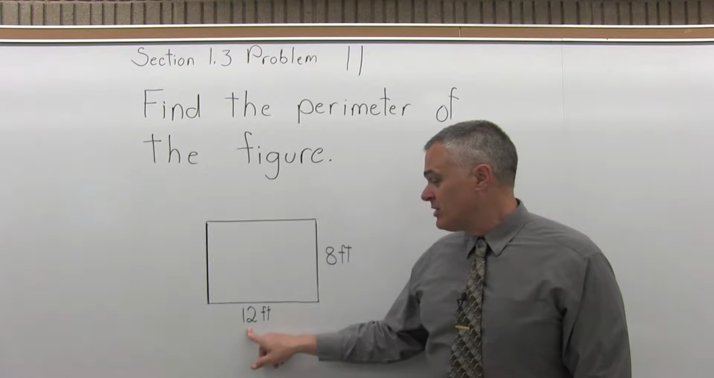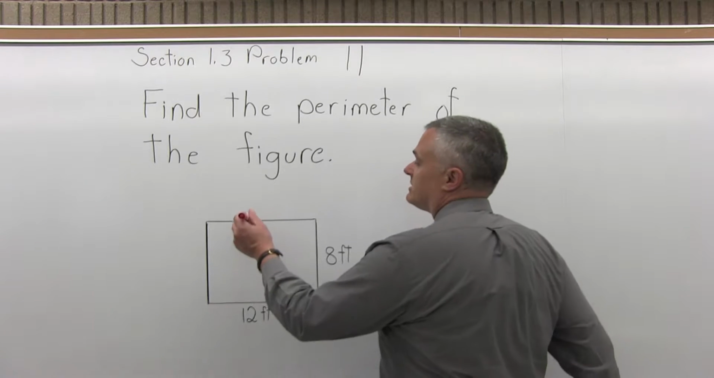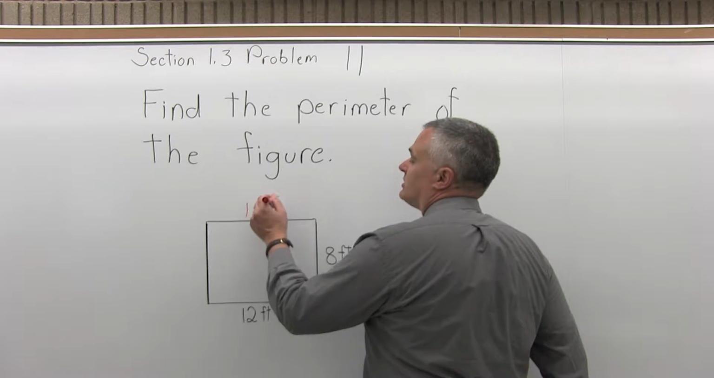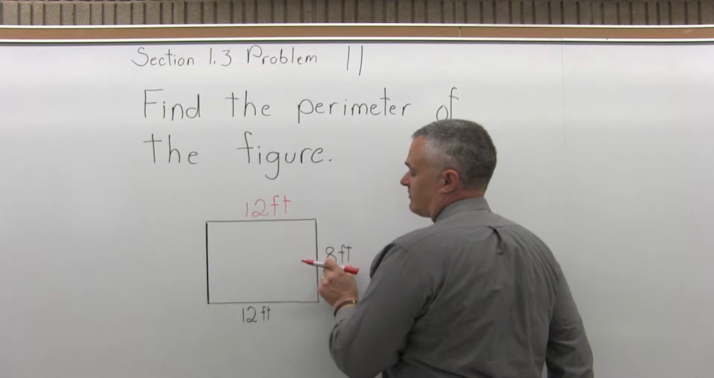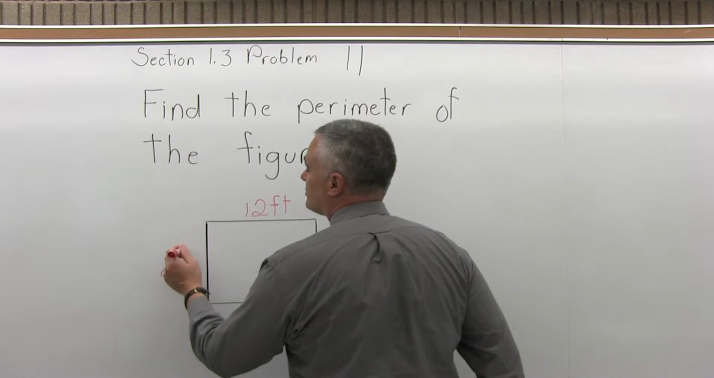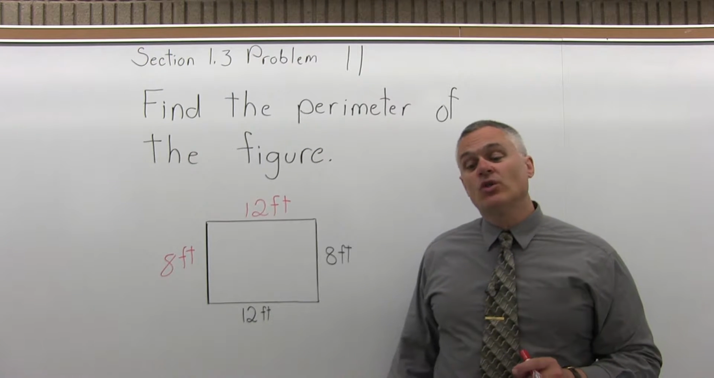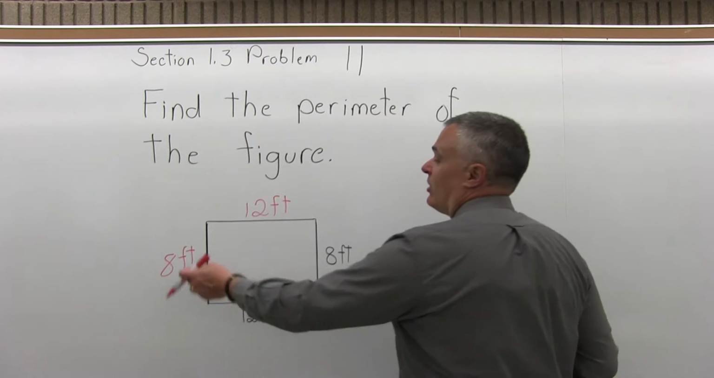So I happen to know that the bottom is 12 feet across because that information is given, and because the rectangle, the top would also be 12 feet, and I have given information that the right edge of the rectangle is 8 feet, so the left edge would also be 8 feet. So the perimeter, again, being the distance all the way around, I just want to add all those sides.